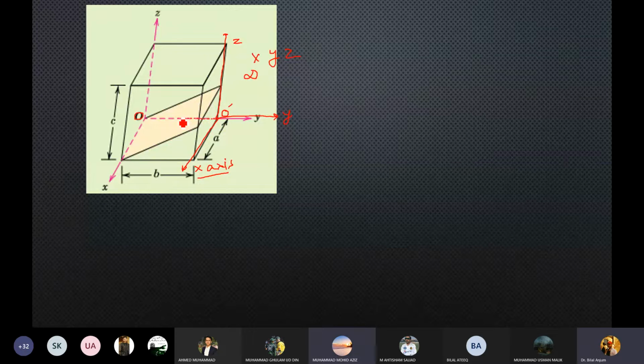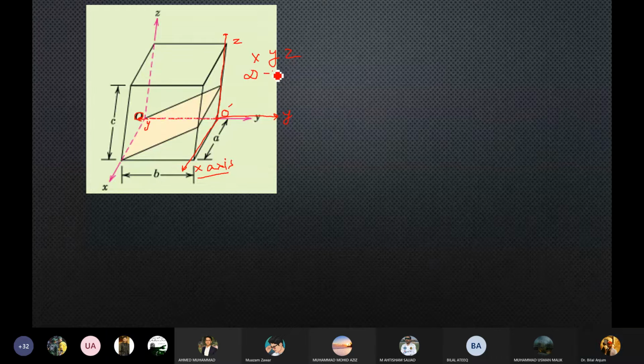This is my negative y-axis. Is it intercepting my negative y-axis? Yes, sir. At what point is it intercepting? Sir, at minus 1.